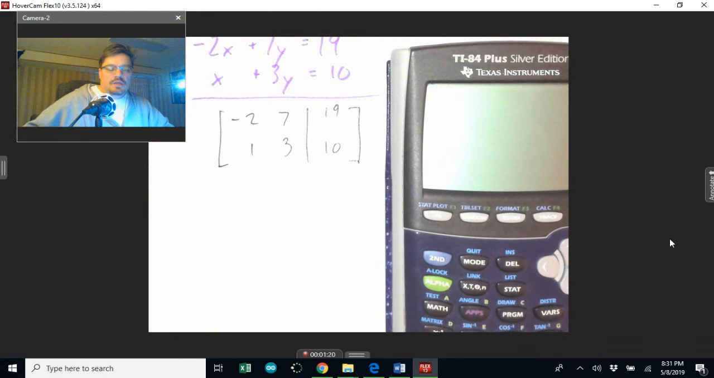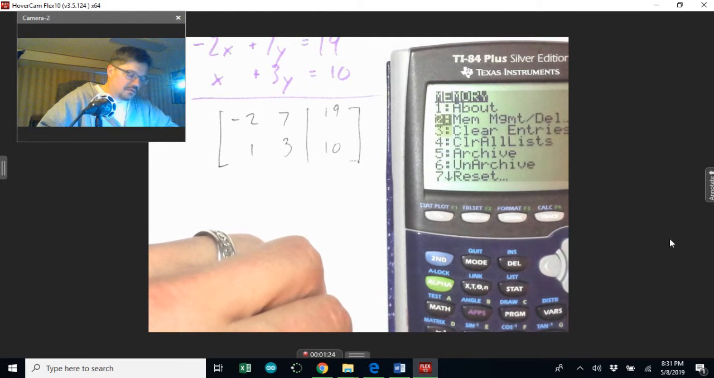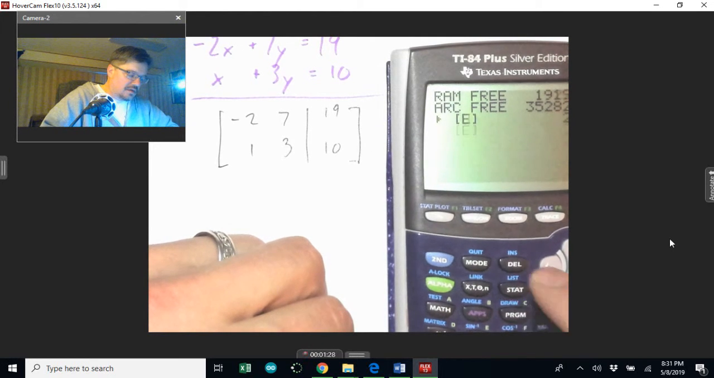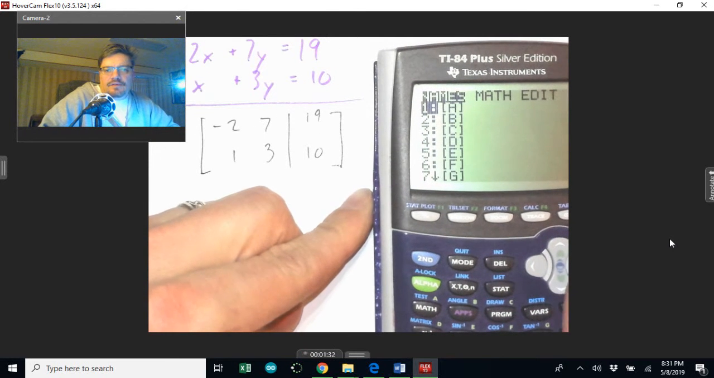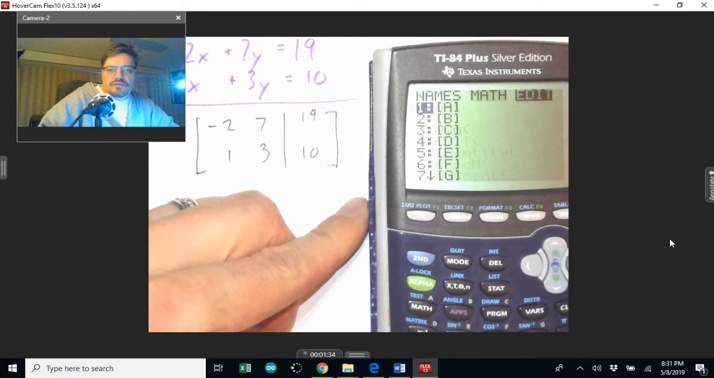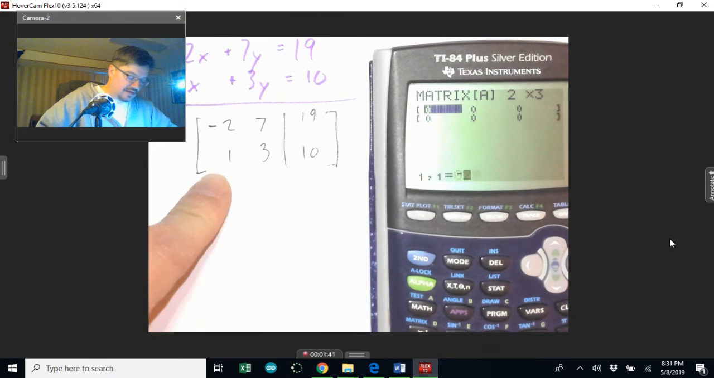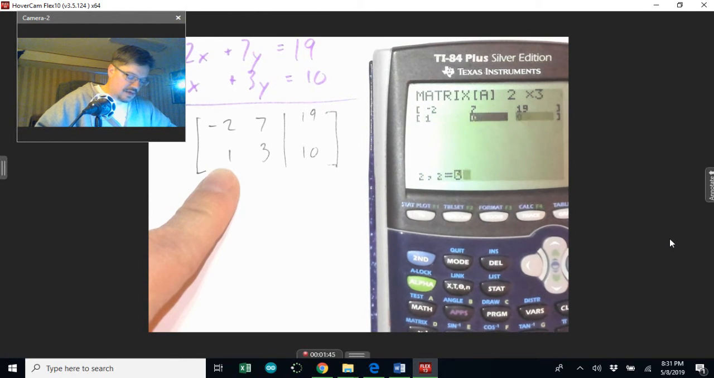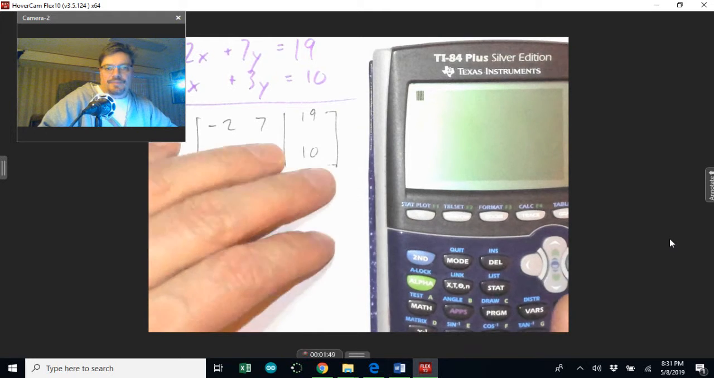All right, so I have all of those matrices here. I'm going to delete them real quick because I don't want to muddy the water. So I go to matrix, it's all clear. I'm going to store into A. I'm going to edit. I'm going to make a 2x3. Okay, 2x3. And that's negative 2, 7, 19, 1, 3, and 10. Now I go to the home screen and clear that.